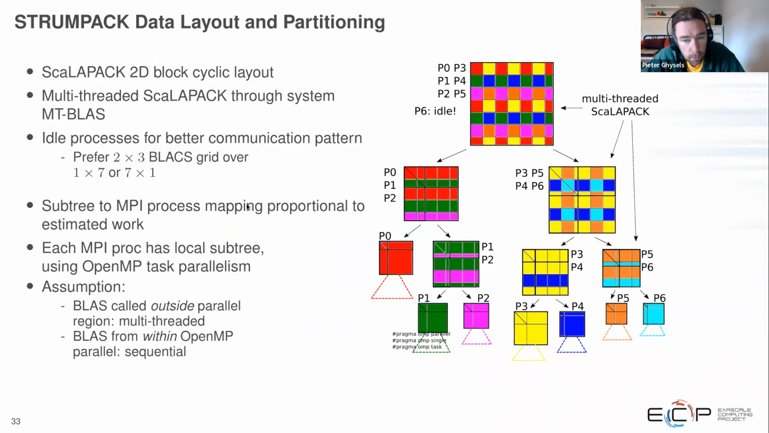Sherry also already showed this slide. This is how we do the parallelism in STRUMPACK. We have this binary separator tree. The root front is divided over the entire communicator using the 2D block cyclic layout used in ScaLAPACK, but we can leave some processes idle to have a better load balanced distribution. Then we split the communicator proportionally based on the sizes of the subtrees, until we reach a single process, and then we can use OpenMP task parallelism to traverse the rest of the local subtrees.